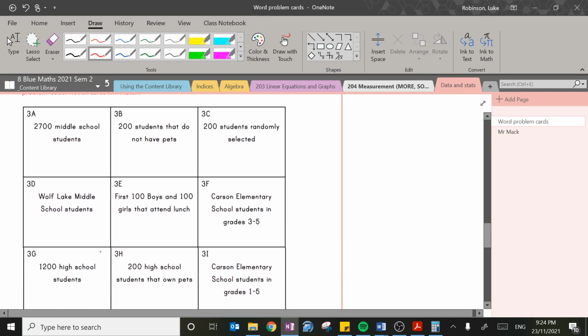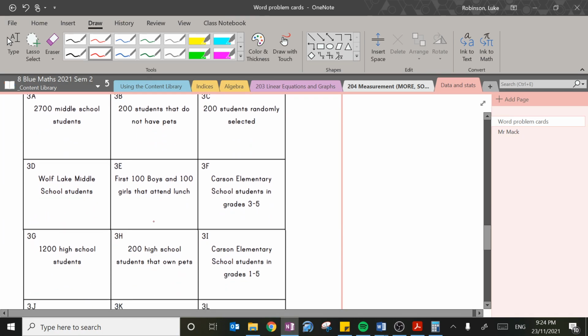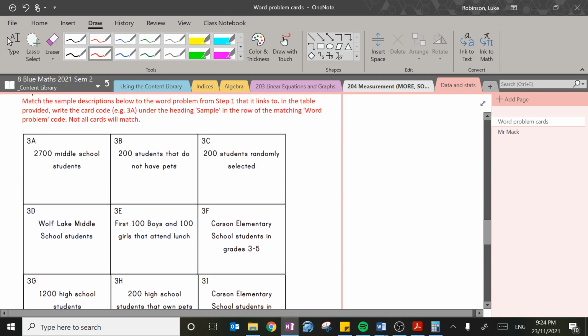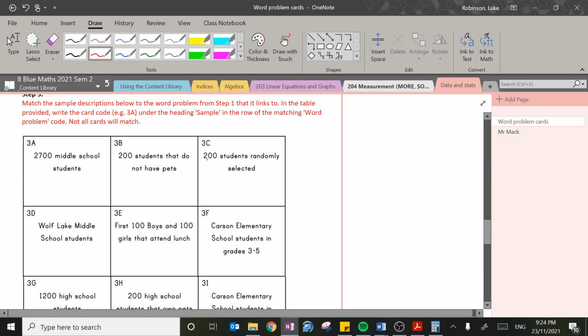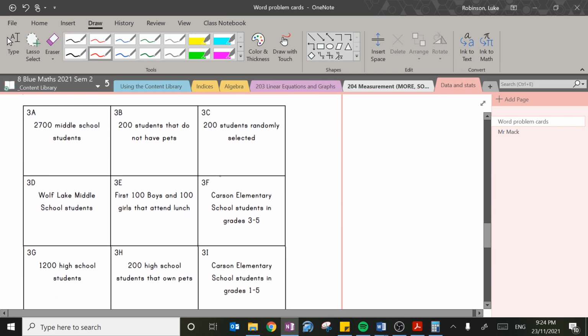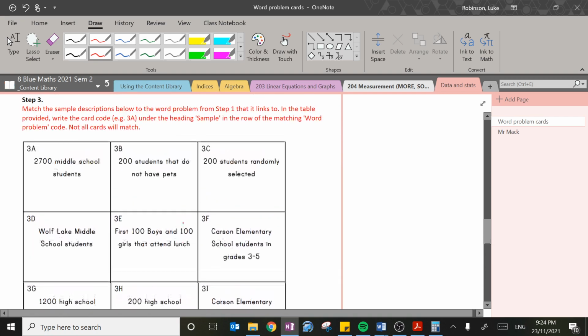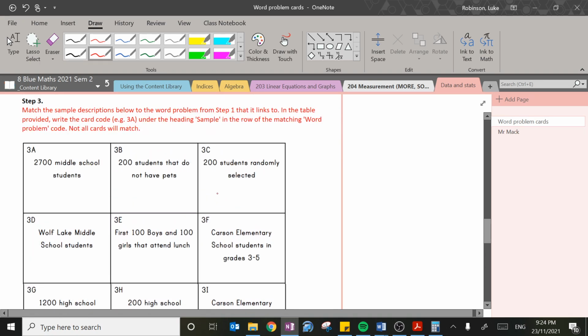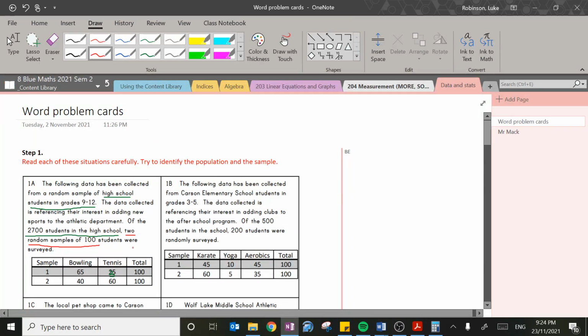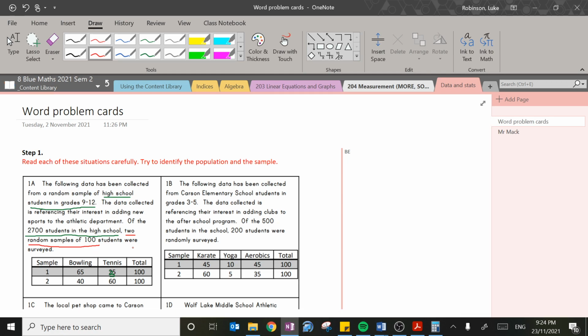Let's see if we can find a card that suits that. What do we got here? We've got 200 students that do not have pets. That doesn't make sense. So I think 3C is probably the best answer there. 200 students randomly selected, but I'll make sure there's nothing about 2 groups of students, which I don't think there are. So in this case, our sample could be the 200 students selected at random. So I'm going to put that in as 1A under the assumption that is the way that they were selected at random. All right. Cool.